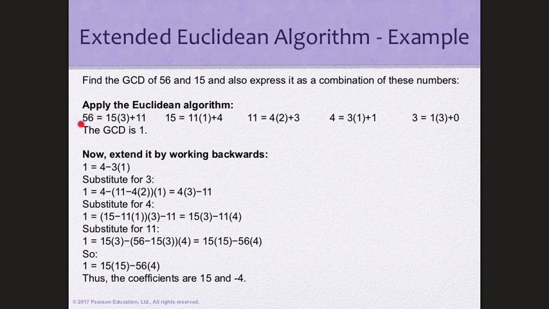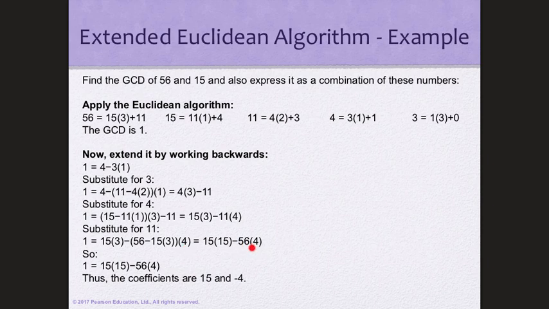You substitute from this equation, and the end result is going to be 1 is equal to 15 times 3 minus 56 minus 15 times 3. That's the substitution from this equation for the 11, for this 11 times 4.